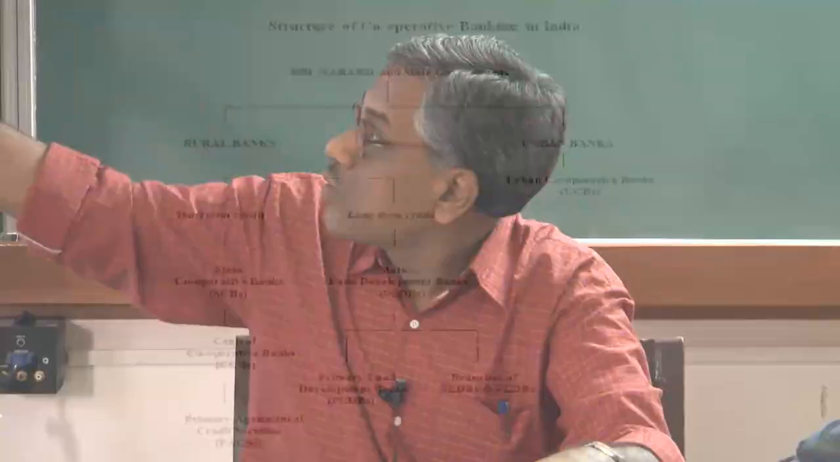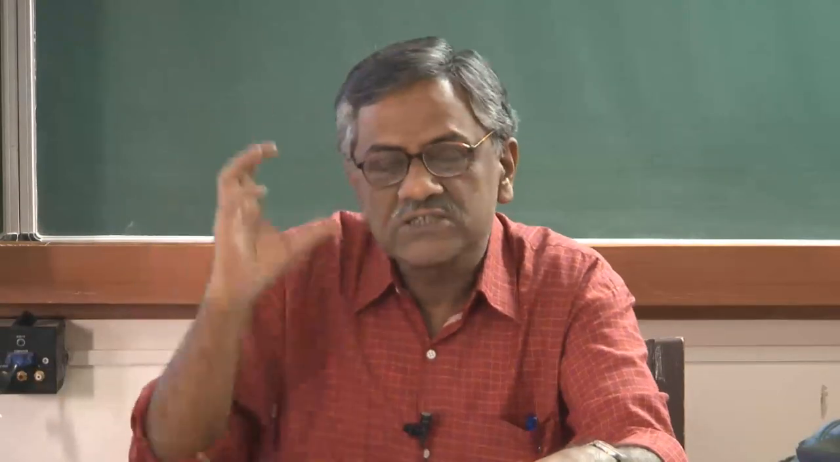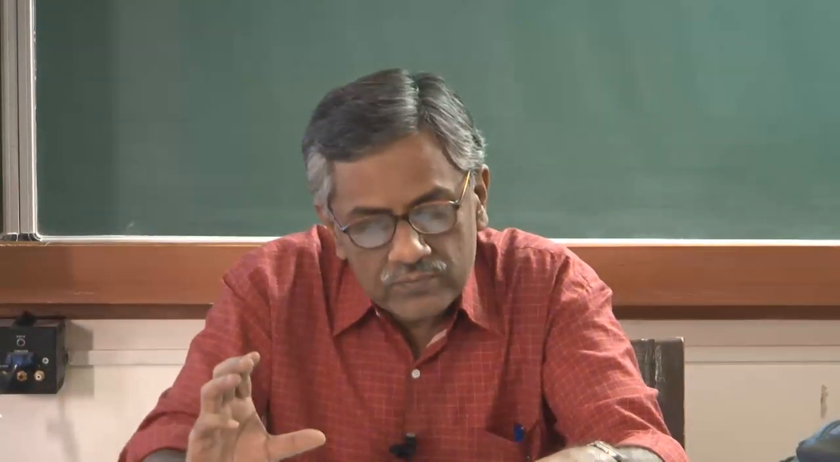Now, where do they get money? The farmers, etcetera, are very poor, so they borrow money. How do funds reach them? They come via the state government or NABARD to the state cooperative banks, then they go to the central cooperative banks. From central cooperative banks, they get distributed to the village level. So, that is the largest flow of funds you get.